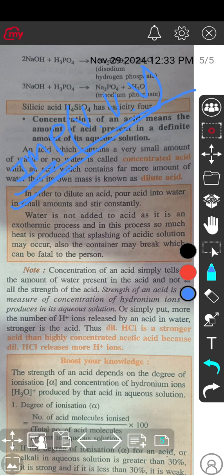Now, why is water not added to the acid? Because it is an exothermic process and will produce a lot of heat. Because of so much production of heat, splashing of the acidic solution may occur, which breaks the glass, and therefore the person is hurt.